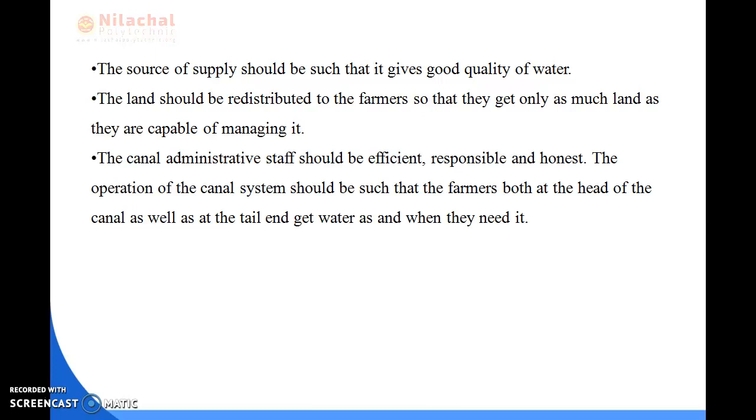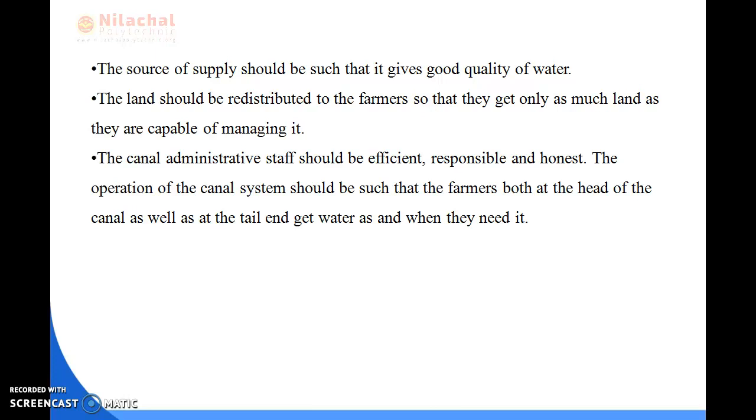Next, we have also read about duty, delta and base period. All of us know what we mean by base period. It is the time period from the first watering to the last watering of any crop. Next is duty. Next is delta. Delta means the depth of the water applied to the crops. Duty means the area that we irrigate in one crop.